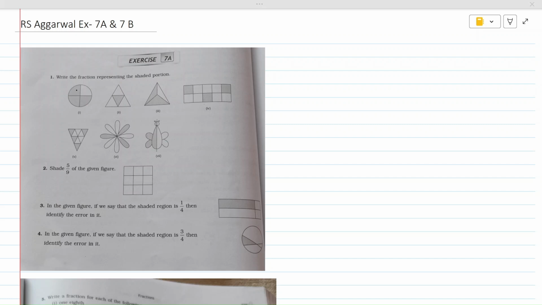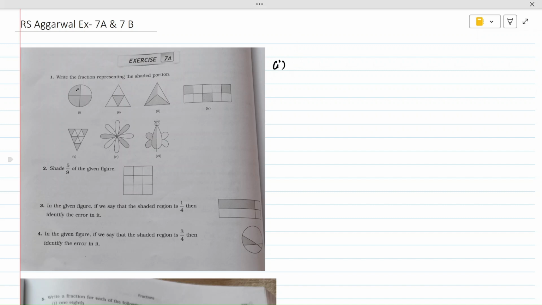Hello kids, in today's class we are going to start the chapter Fractions from R.S. Aggarwal. So let's begin with the first exercise, 7A. In the first question we have to write the fraction which represents the shaded portion in the given figures. These types of questions we have done in grade 5 also. Let us do this very quickly.